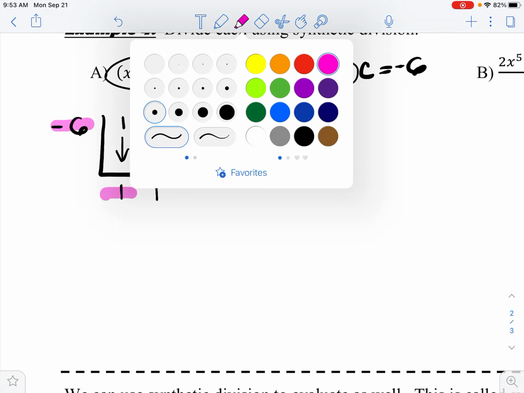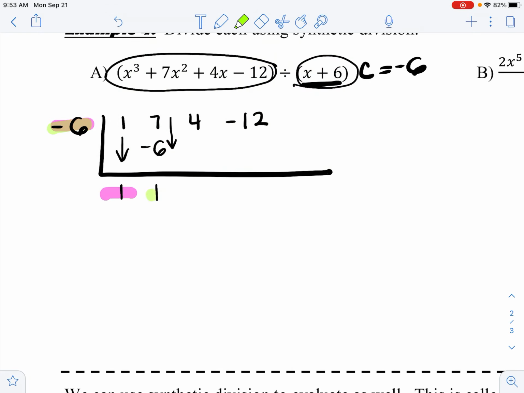I don't know why I did that. My bad. I thought it was highlighter, obviously. Now I'm going to multiply these two numbers. It's negative 6, add, negative 2. Multiply, that's 12, add, that's 0.